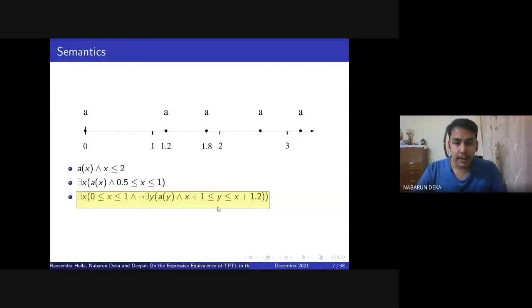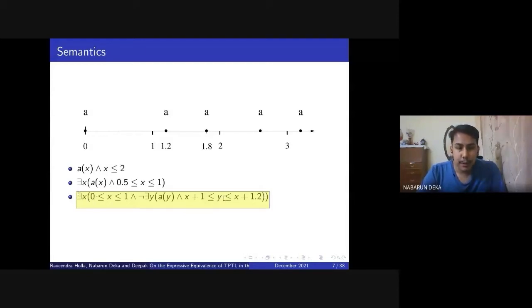Hence, with this, we get one crucial observation, that the same sentence does not accept the same language of time words under the two semantics. Hence, there is a natural question to ask here. Is it the case that for any sentence, if we interpret it in the continuous semantics, there is an equivalent sentence which, when interpreted in the pointwise semantics, accepts the same language? In other words, are the two interpretations equally expressive in power? This is the question we study.